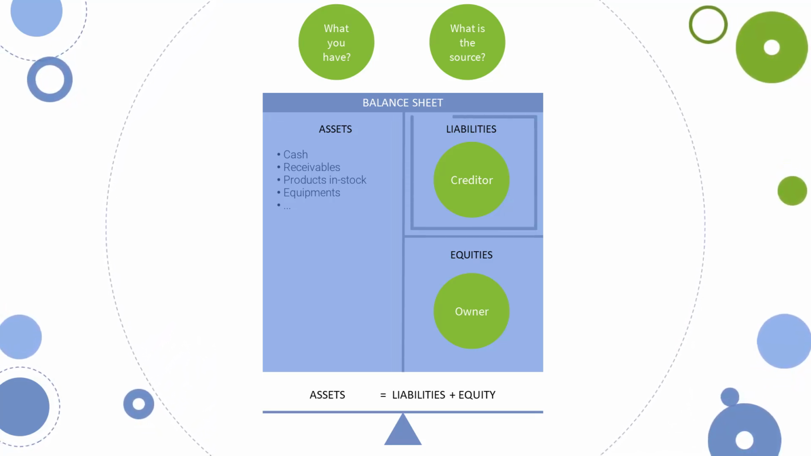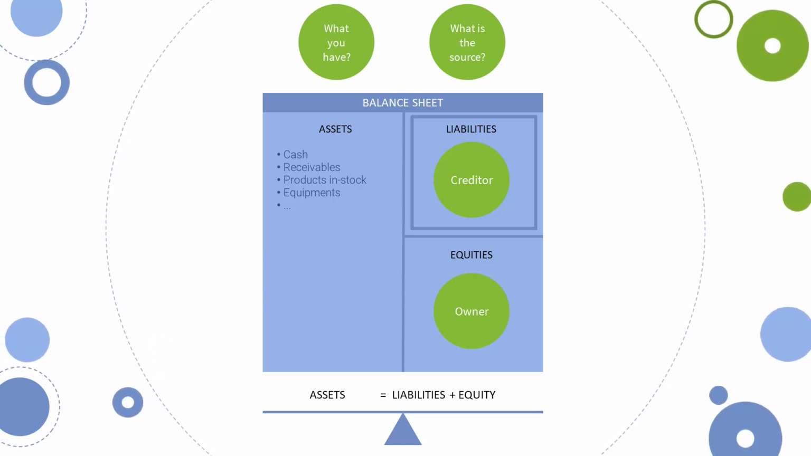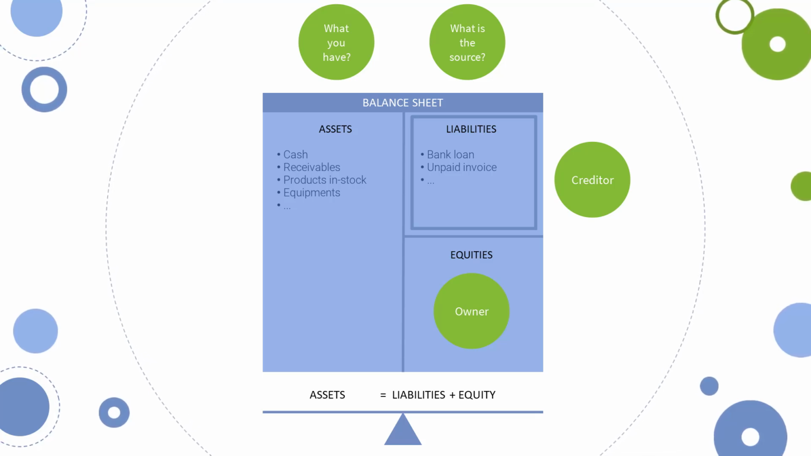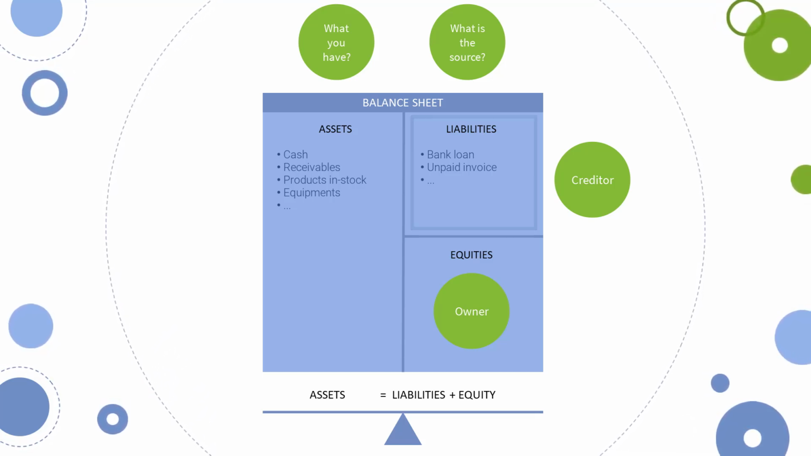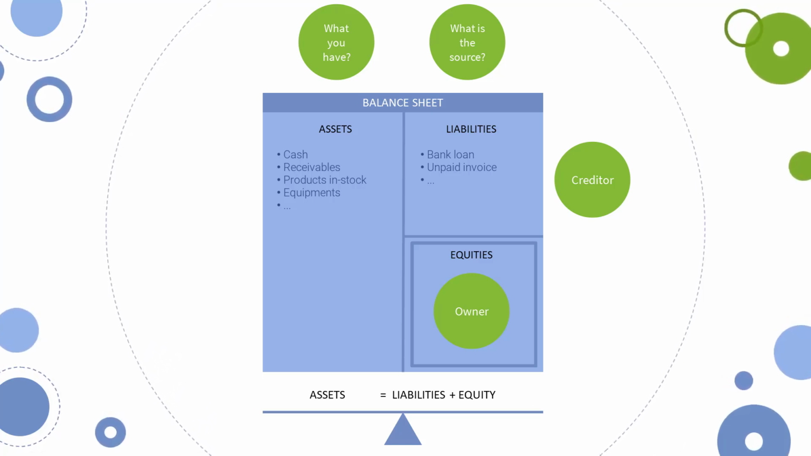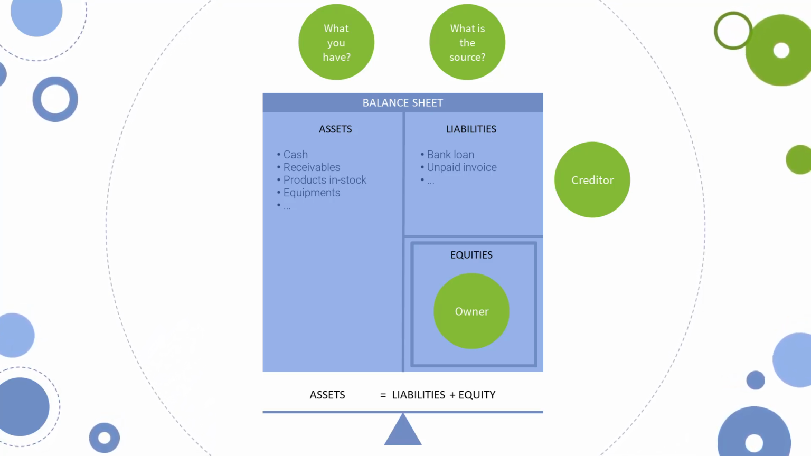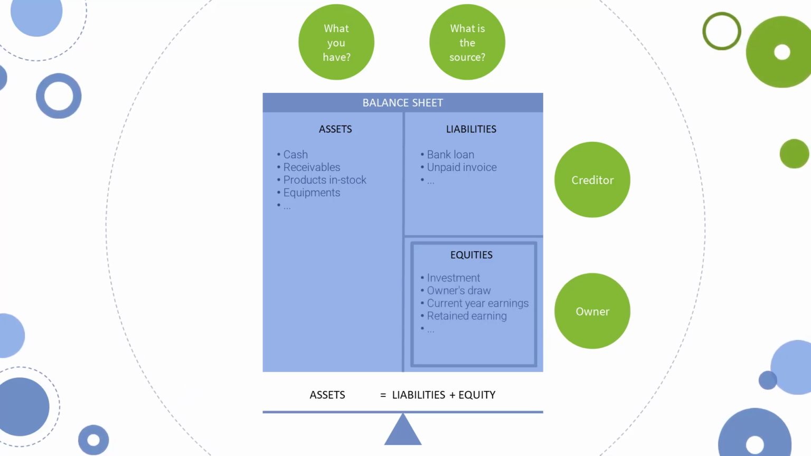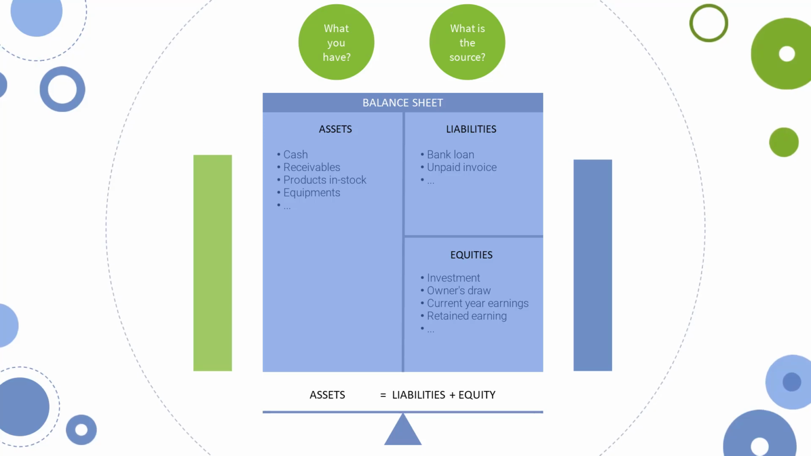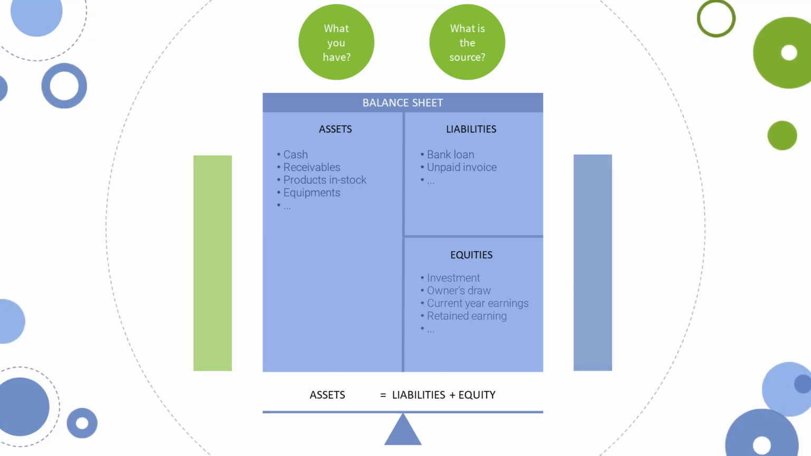The creditor part of the right side is called Liabilities. It is the debt that your business owes someone. It can be, for example, a bank loan or an unpaid invoice. The owner part is called Equity. It is the wealth of the owners in the business. Equity can be an investment of an owner or profit that the owner leaves in the business. The totals on both sides must always be the same.